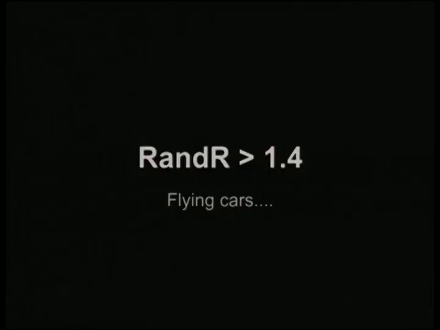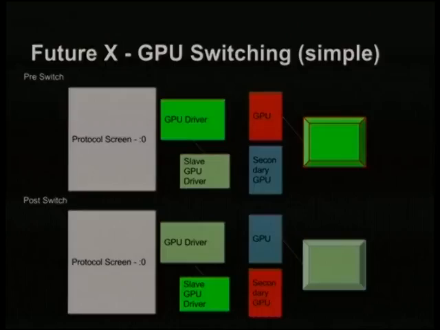So what's next? Where do I go now? The flying cars future, if it ever comes, I don't know. So, GPU switching, a simple picture of it. Before the switch, you have a GPU driver and a slave GPU driver. You've got a GPU rendering the screen and displaying the screen. When you do a GPU switch, it's basically the other way around. The GPU that was the slave is now the primary, rendering the screen and displaying the screen. Again, that's the simplest form.